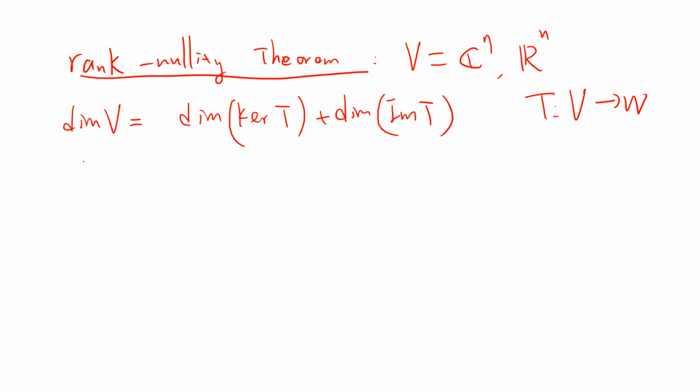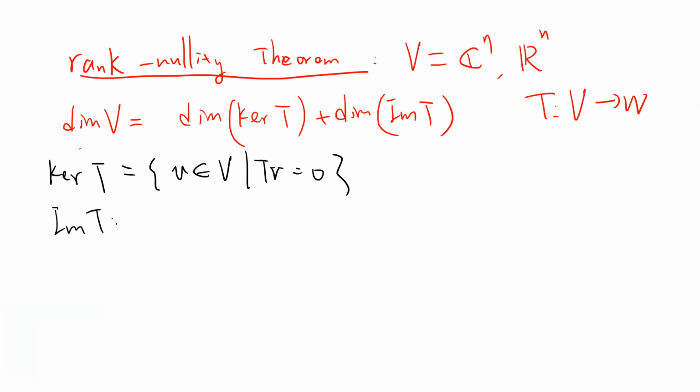Let me first define the notation. The kernel of T means all the vectors in V such that T(v) is 0. The image of T is just T(v) for all v belonging to V.